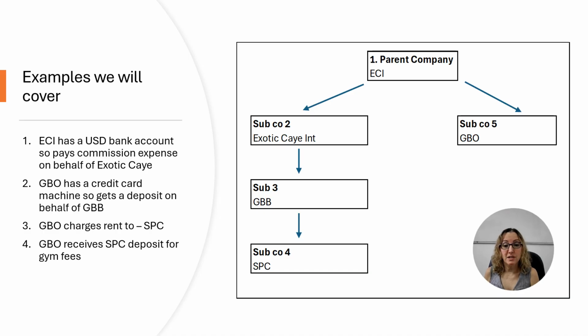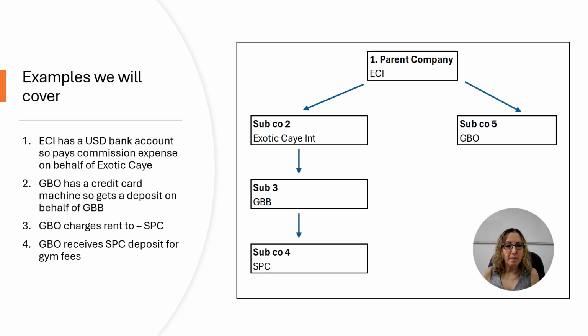Now that we want to do some transactions, we need to look at the entity structure in question. So in this case, we have the parent company ECI, and underneath there, we have two that I'm showing on the chart, Exotic Key and GBO. And under Exotic Key, we have GBB and SPC. Names and types of companies doesn't really matter for this example, but I'm going to explain why we have intercompany transactions, and then we'll go through how we do the entries. In this case, we do them in QuickBooks, but it could be in any accounting system.